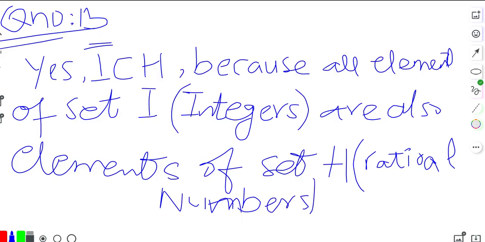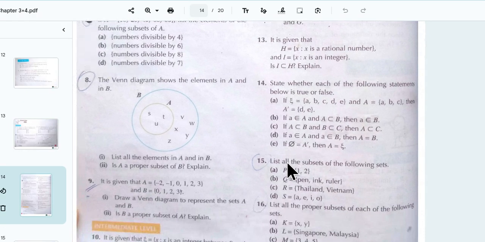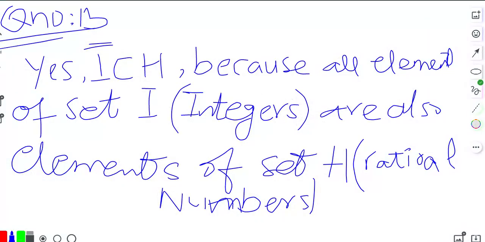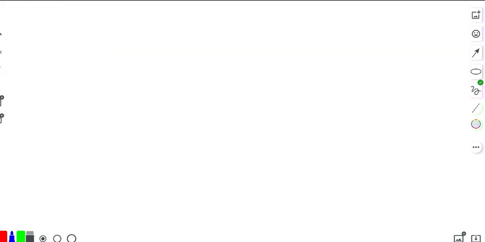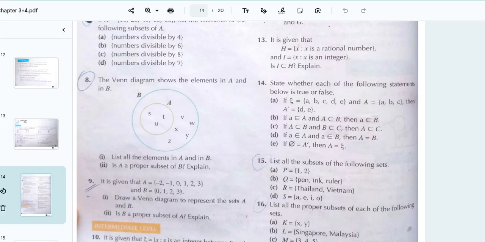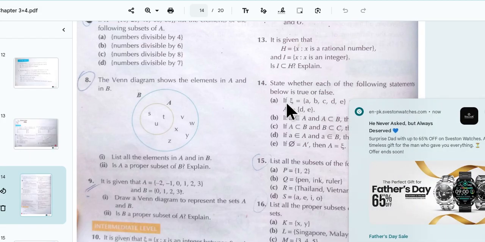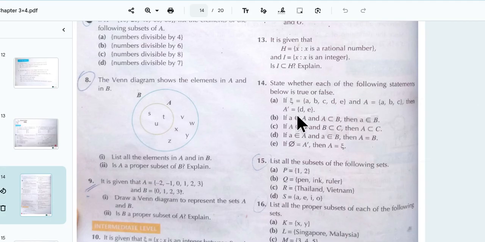Is it clear? Now moving to question number 14. Okay students, question number 14 is very interesting. Let's discuss question number 14, which says: state whether each of the following statements is true or false. The universal set is A, B, C, D, E. Set A is A, B, C. Then A prime is D, E.